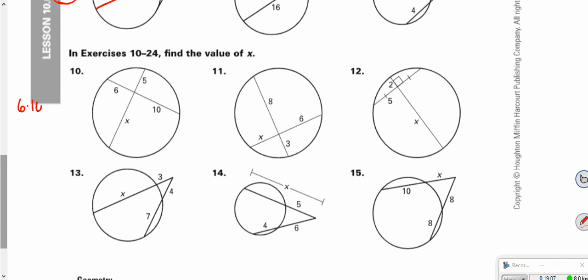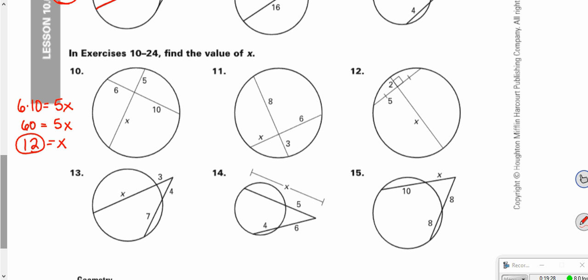Again, the left times the right piece equals, that's kind of how I think about it, the left times the right piece. So 6 times 10 equals 5 times x. Okay, 60 equals 5x. So x equals 12. Okay, hope that was easy enough to see.